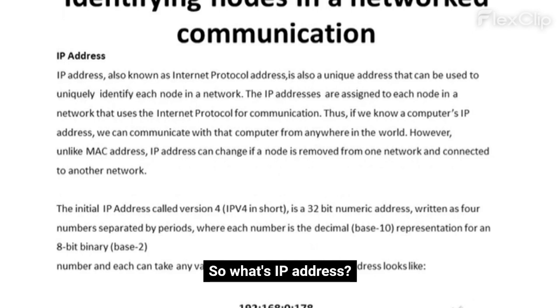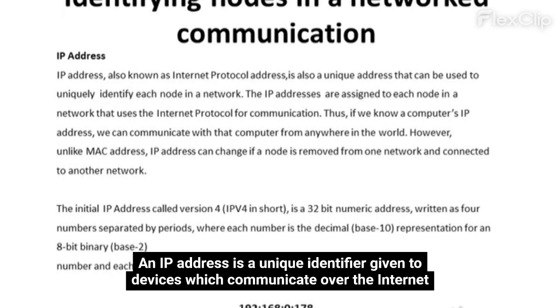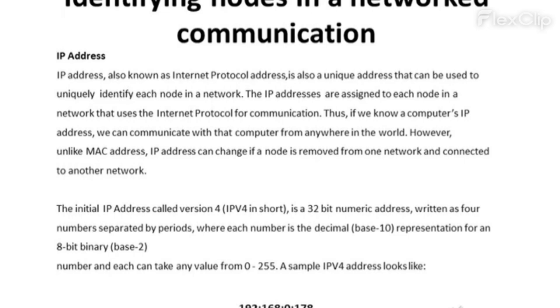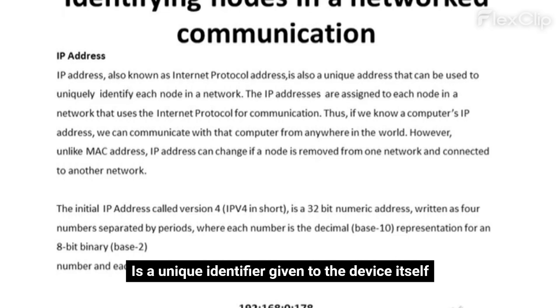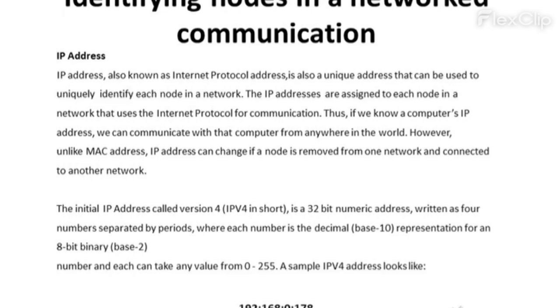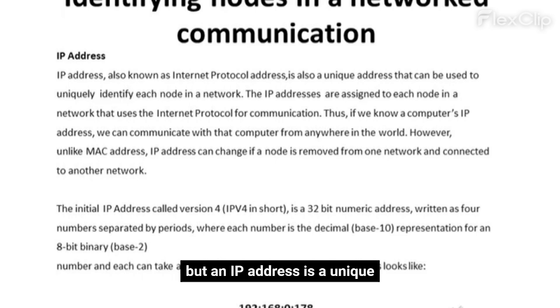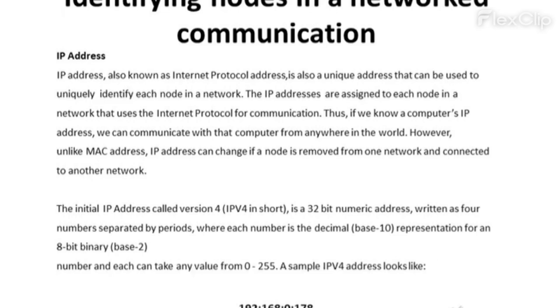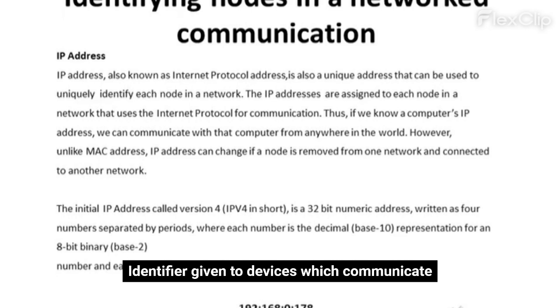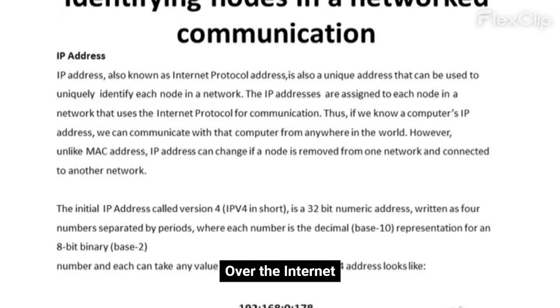So, what is an IP address? An IP address is a unique identifier given to devices which communicate over the internet. A MAC address is a unique identifier given to the device itself when communicating over a local area network. But an IP address is a unique identifier given to devices which communicate over the internet.